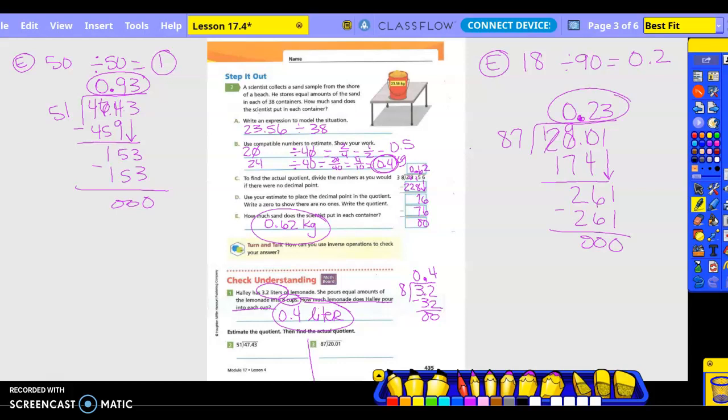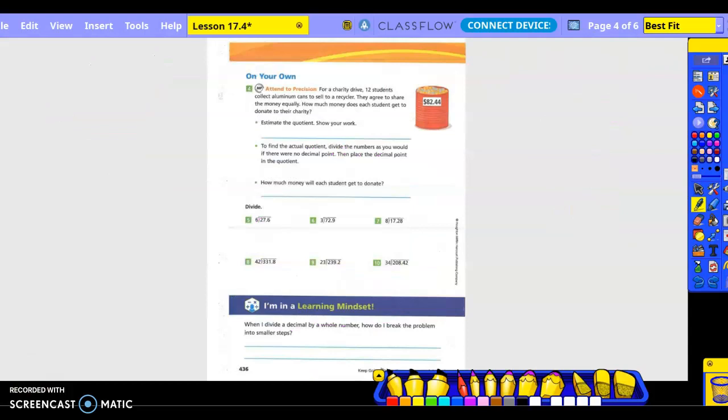Okay. On your own, number 4, attend to precision. For a charity drive, 12 students collect aluminum cans to sell to a recycler. They agree to share the money equally. How much money does each student get to donate to their charity? Okay, so estimate the quotient, show your work.